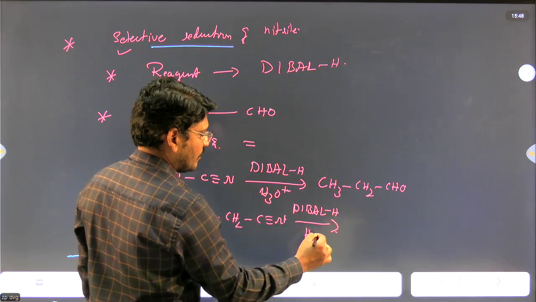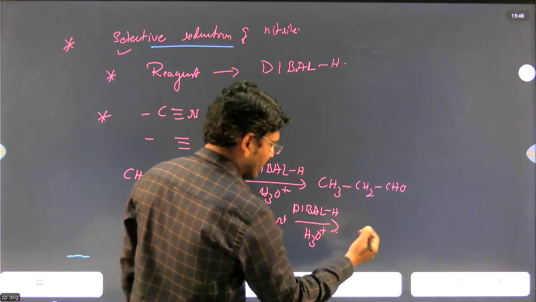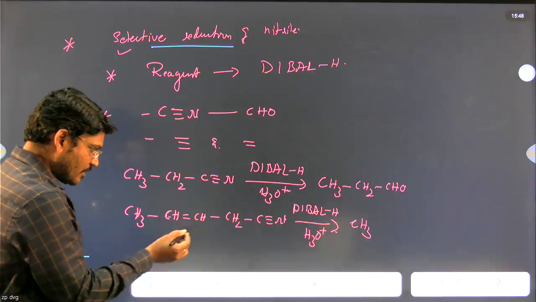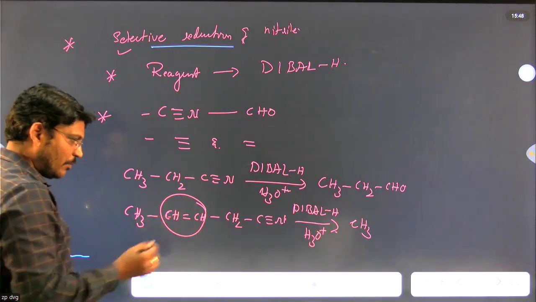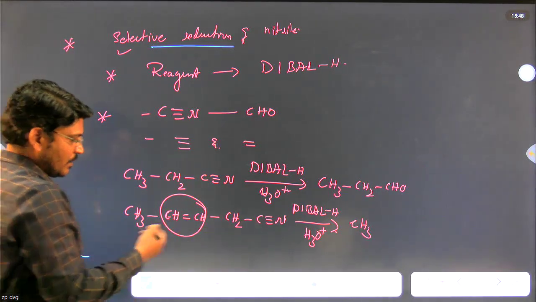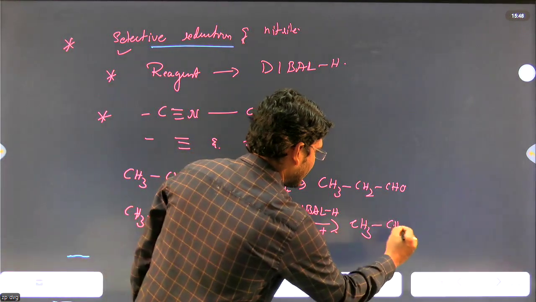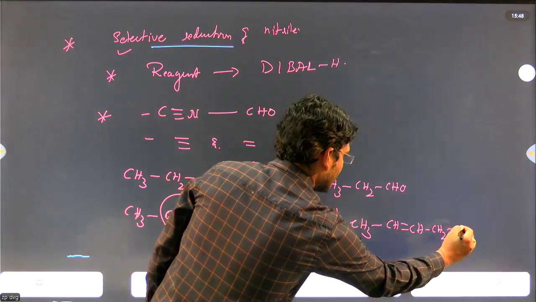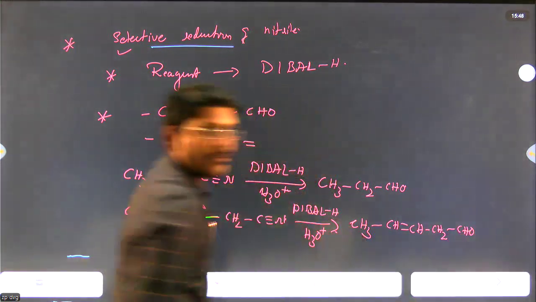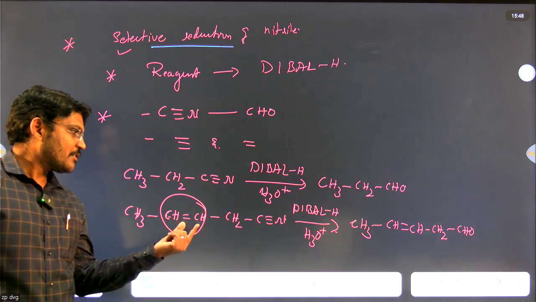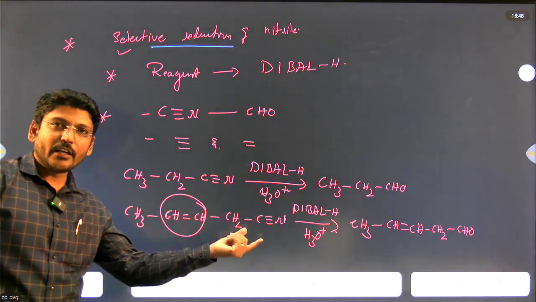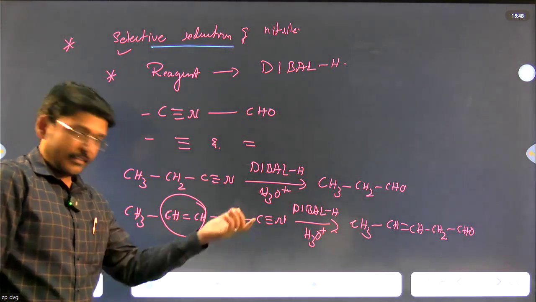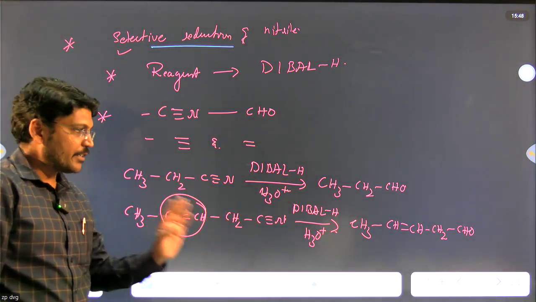in the presence of otherwise, when this is further hydrolysed, finally it is converted into CH3. Here this particular component, the double bond, cannot undergo reduction. CH3 CH double bond CH, here it contains CH2CHO. So you observe, normally DIBAL-H converts only the cyanide into an aldehyde, but it is unable to convert a double bond into a single bond. Reduction will not take place.